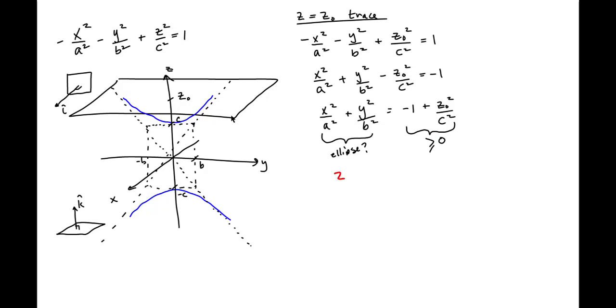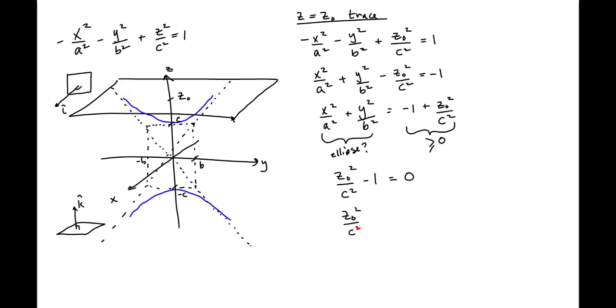Let's determine what z naught needs to be in order for us to get a number greater than or equal to 0. Because if we get a number greater than or equal to 0 on the right side of this expression, then I know the xy trace is going to be a trace of an ellipse depending on the value of z. So to determine this, let's just solve for z naught.